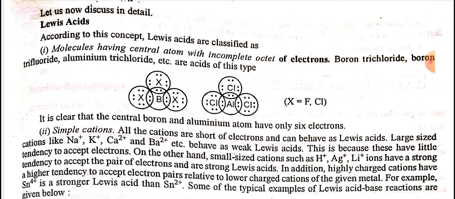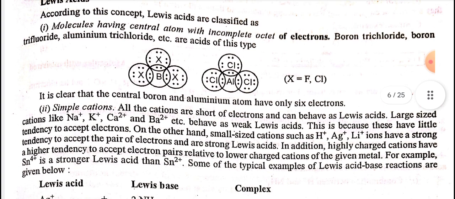Simple cations. All the cations are short of electrons and can behave as Lewis acids. Large size cations like sodium, potassium, calcium, barium behave as weak Lewis acids. This is because these have little tendency to accept electrons. On the other hand, small size cations such as H plus, silver, and lithium ions have a strong tendency to accept the pair of electrons and are strong acids.